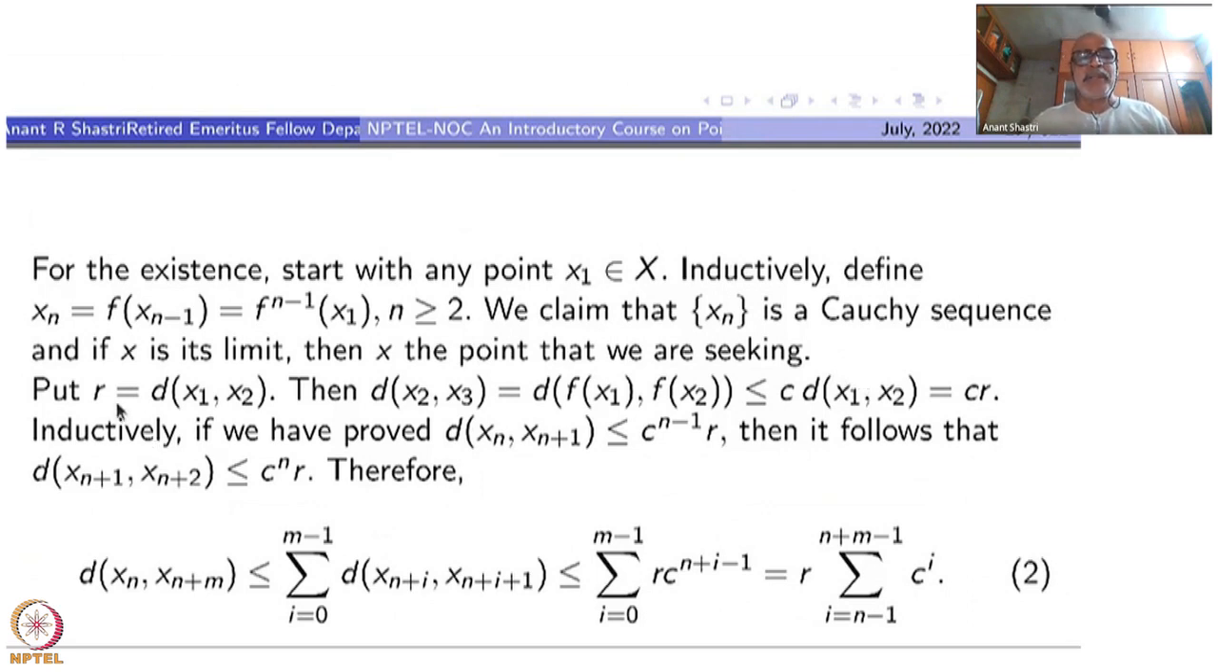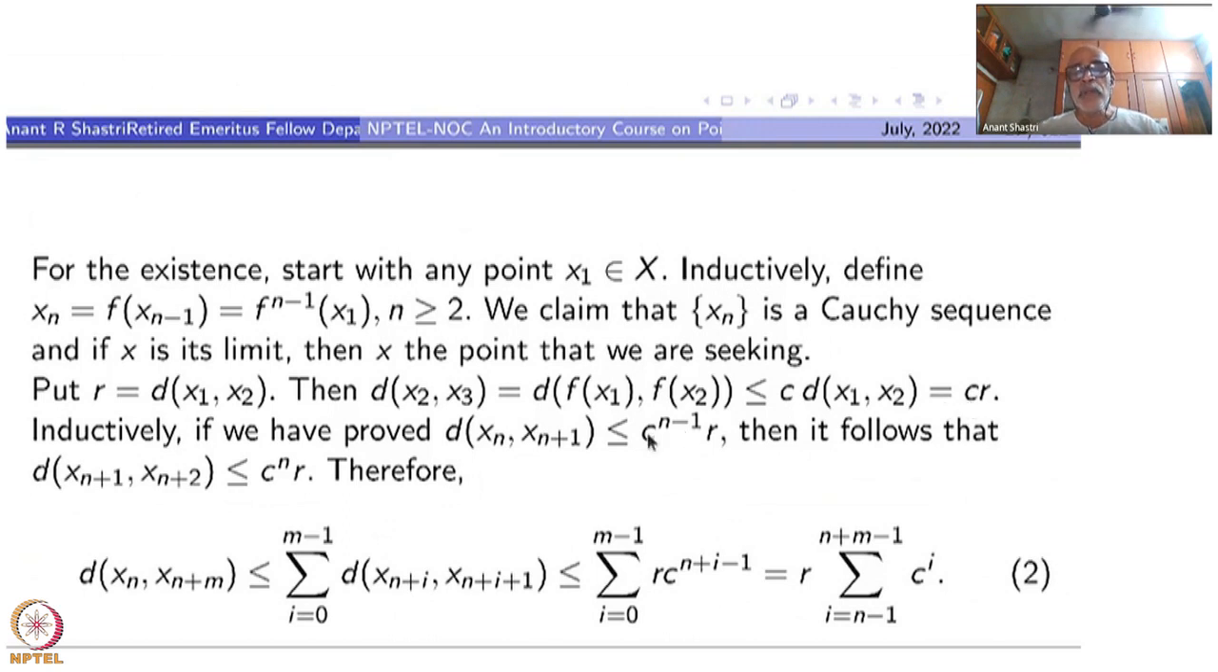Let us, for the sake of simplicity, put r equal to the distance between x1 and x2. What is x2? It's f(x1). If f(x1) is already x1, then this distance will be 0, right? But we have already solved this problem. We don't have to go any further. Never mind, so r may be 0. But if r is not 0, namely f(x1) is not equal to x1, then only we have to iterate, right? So we keep iterating. If it's equal by chance, if you know that, you can stop. There is no problem. Then d(x2, x3) will be d(f(x1), f(x2)), which is less than c times the distance between x1 and x2. It is less than c times r.